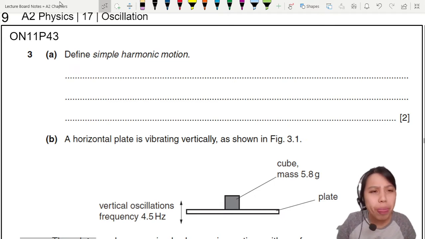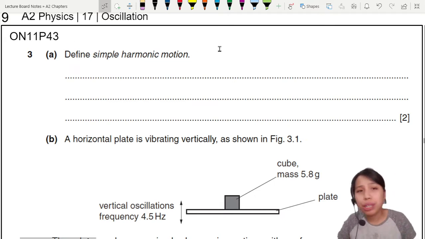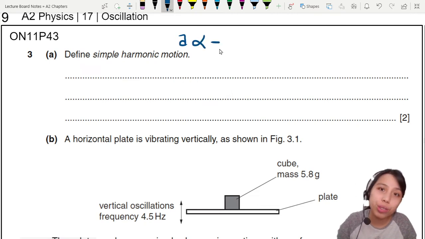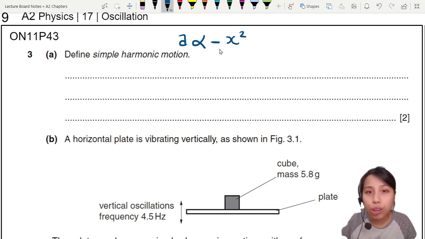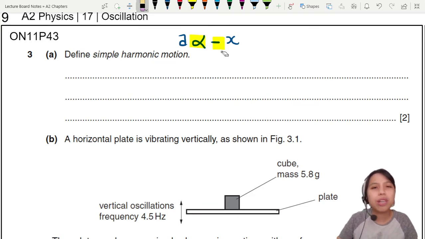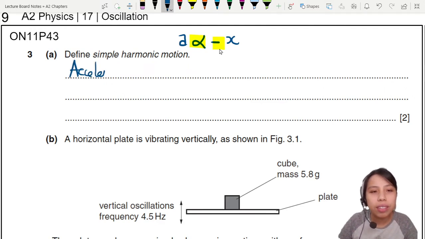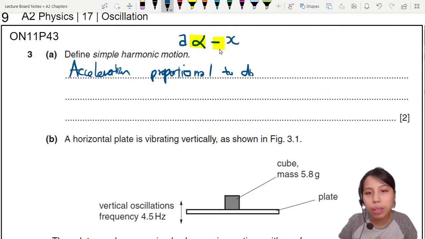So our old question, ON11, define simple harmonic motion. This one you should just know. Simple harmonic motion is a proportional to negative x. You need to talk about the proportional and you need to talk about the negative. Sorry, x. I was thinking of omega squared for some reason. So let's talk about acceleration that is proportional to displacement. If you want to be exact, you say displacement from equilibrium.